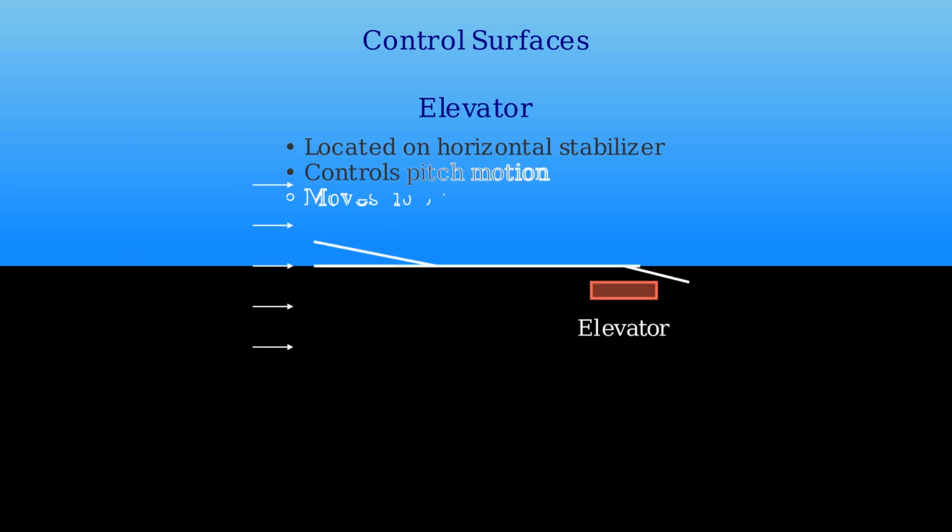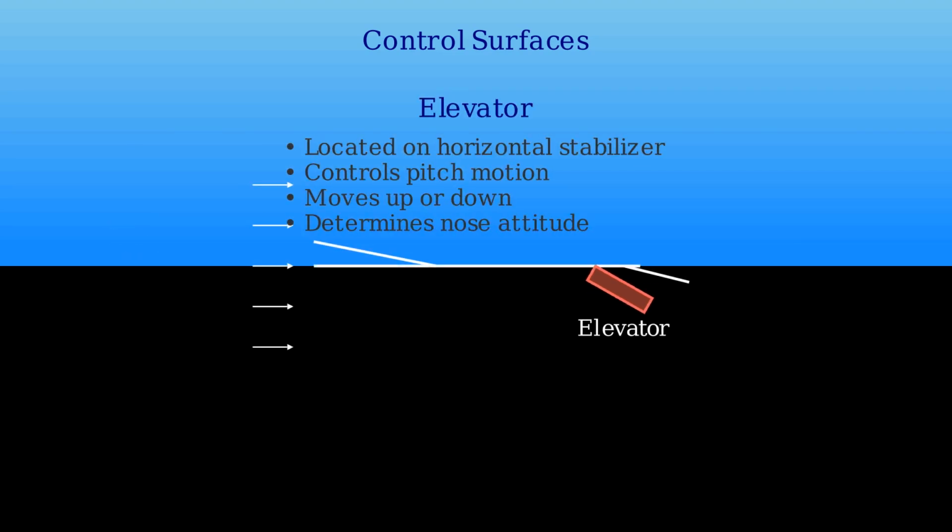The elevator is attached to the horizontal stabilizer on the tail. When pulled up, it creates downward force on the tail, causing the nose to pitch up. When pushed down, the nose pitches down. This controls the aircraft's climb or descent.